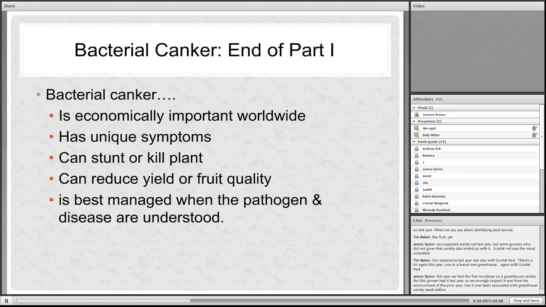Let me just mention, James Quinn brings up greenhouses. I don't see why the disease wouldn't be associated with greenhouse varieties as well as field varieties. I don't see any reason why that wouldn't happen. But it has. Okay.